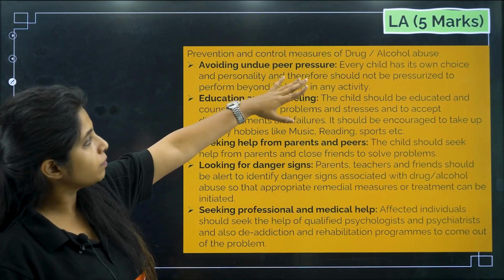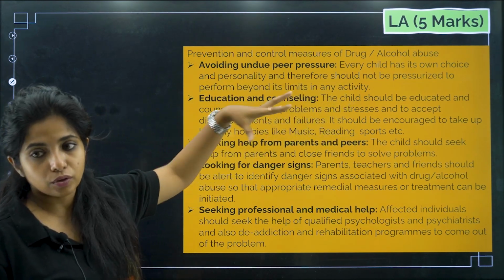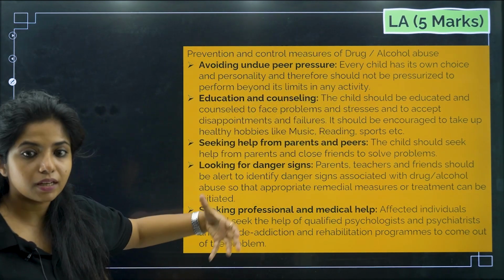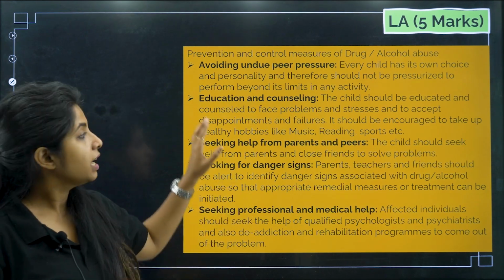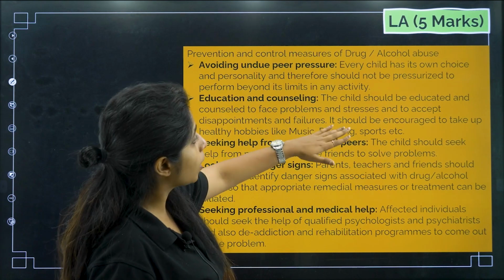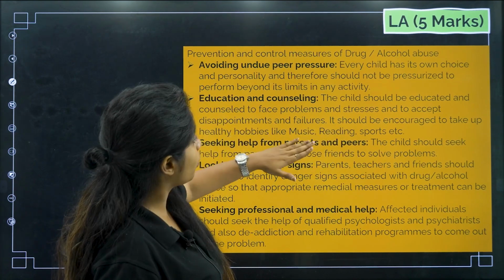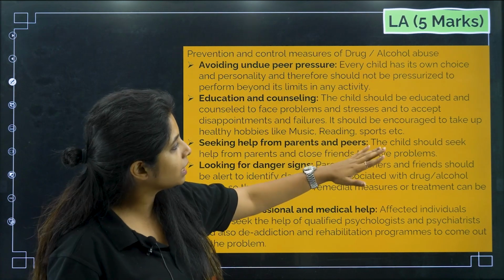So, prevention and control measures for drug and alcohol abuse: avoiding undue peer pressure, because when you give peer pressure, it will obviously create a lot of trouble. They might go take drugs and things like that. We want to prevent it. Education and counseling: the child should be educated and counseled to face problems and stresses and to accept disappointments and failures. It should be encouraged to take up healthy hobbies like music, reading and sports.